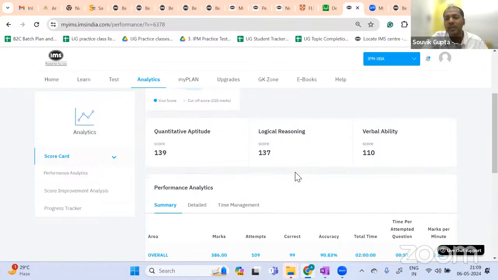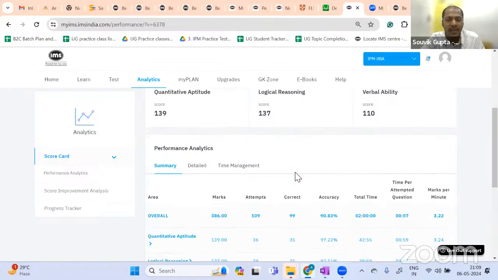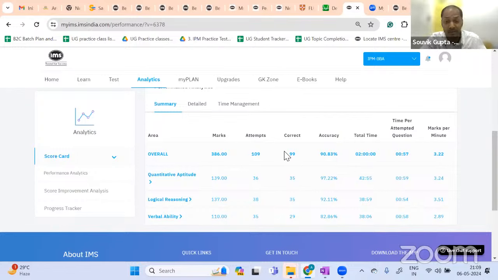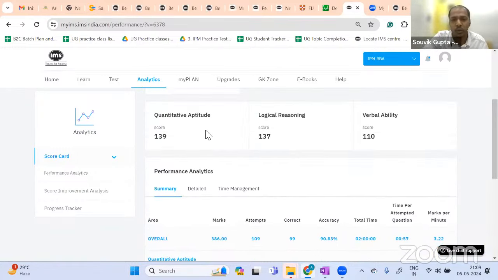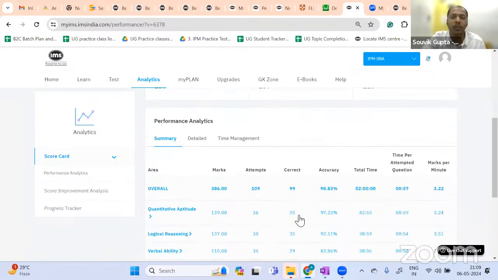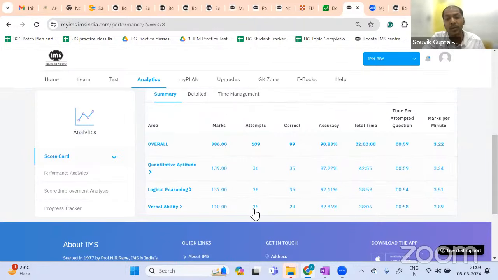And although that should have taken a little less time, because I saved some time in my Q and LR sections, even though I went slow there, I could attempt a decent 35. It's not good, it's decent. And I got 29 correct. It was easily possible to get 33 or 34 correct over here.